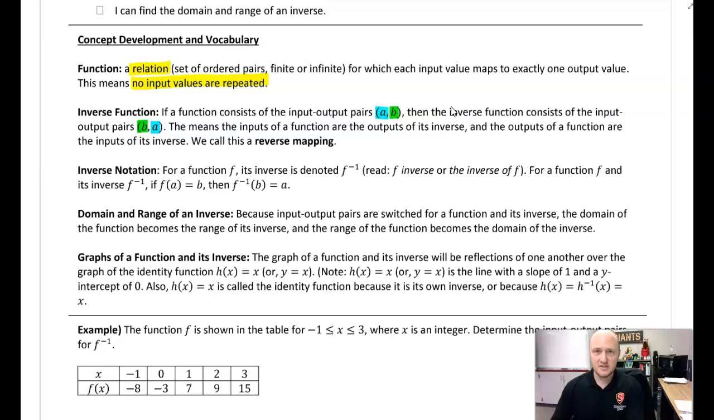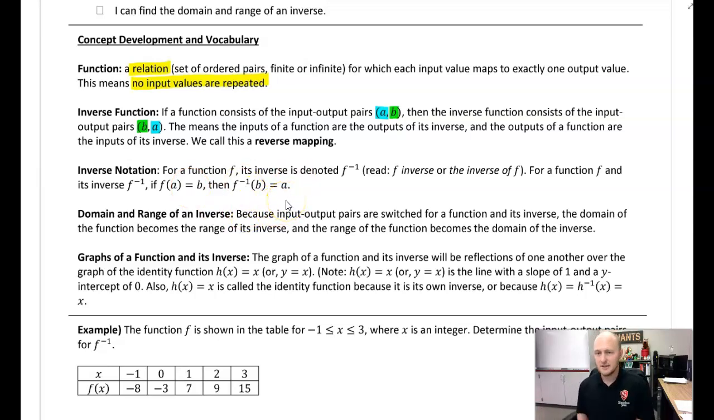So in mathematics, we had to communicate inverse. How do we write and denote inverse functions? Well, for a function f, the inverse is denoted as f inverse. And it looks like an exponent that is -1. You read this as f inverse, or the inverse of f, but everyone usually says f inverse. And if it's defined with an input, if f of a equals b, well then f inverse of b equals a.